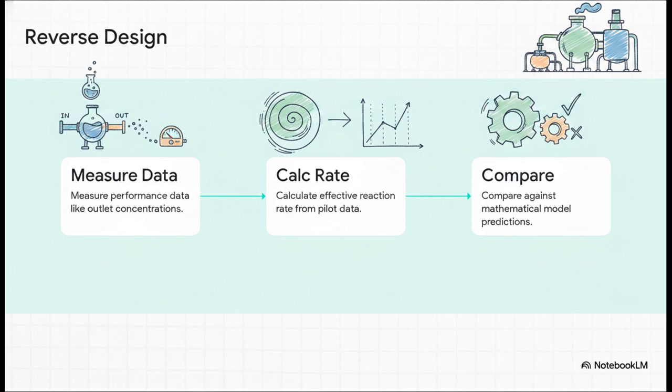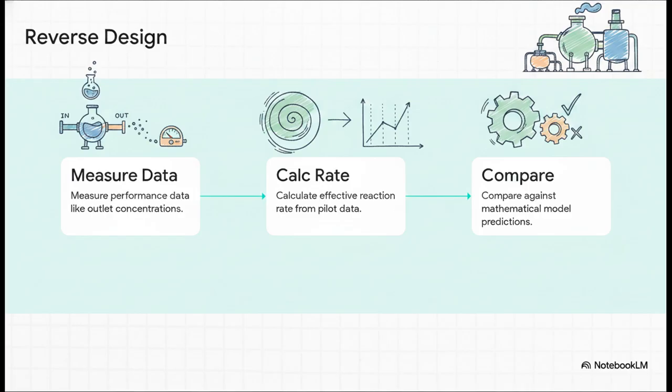What's really wild here is the way engineers use these pilot plants. Instead of using a mathematical model to dictate how big the reactor should be, which is the standard design approach, engineers actually use a reverse design procedure during these dress rehearsals. They run the pilot plant, measure the output data like outlet concentrations and temperatures, and then use that data to calculate the effective reaction rate.